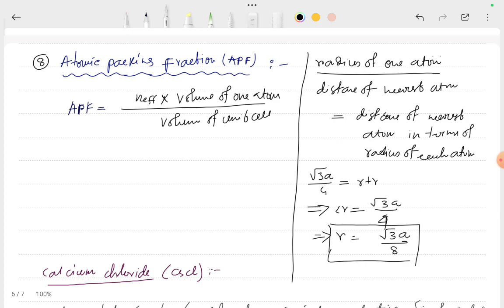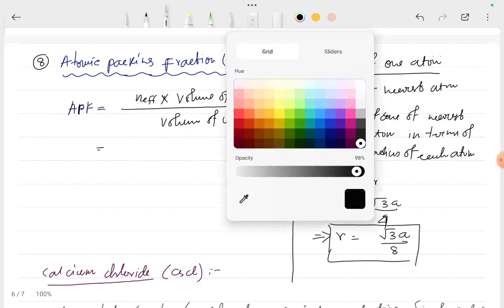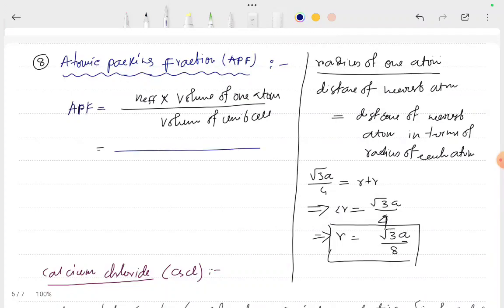Okay, now we calculate the atomic packing fraction. That is equal to the effective number of atoms, which is 8, times the volume, 4/3 πr³, where r is √3a/8, whole cube, upon the volume of the unit cell. If we calculate, we get the value √3π/16, which is equal to 0.34, and that is nothing but 34%.